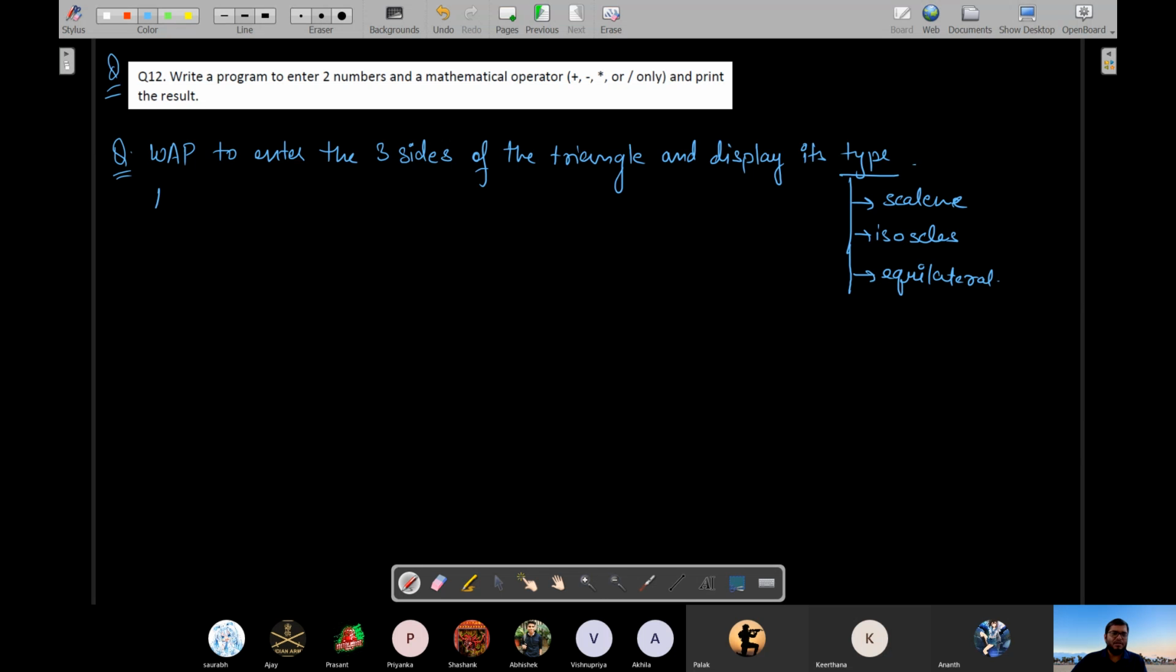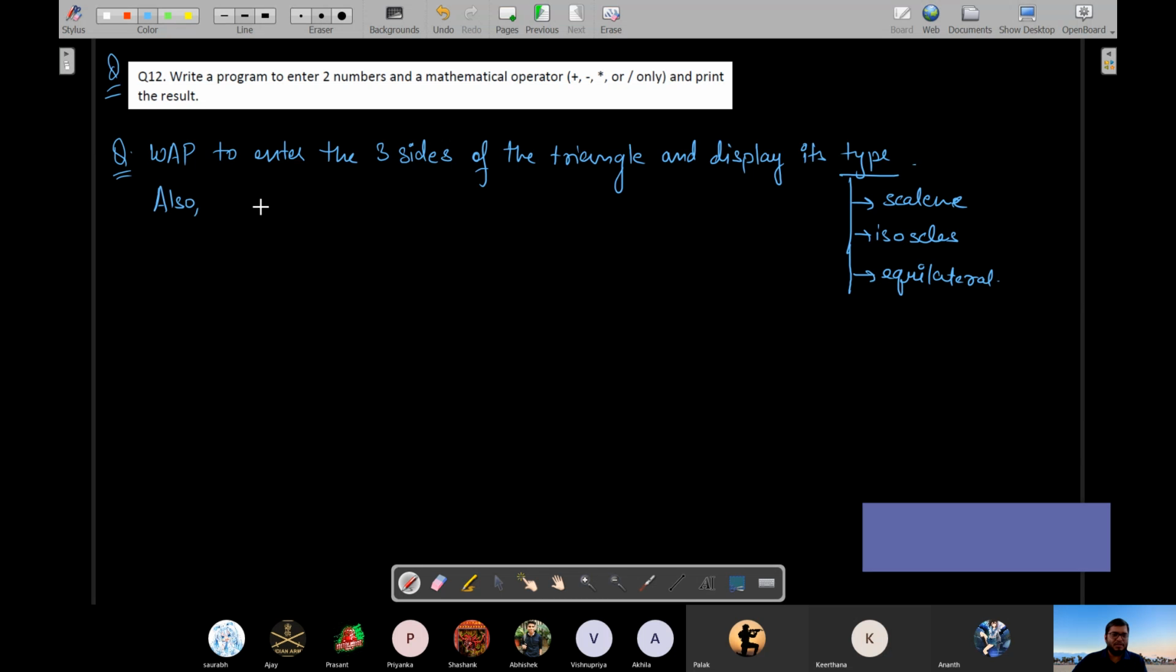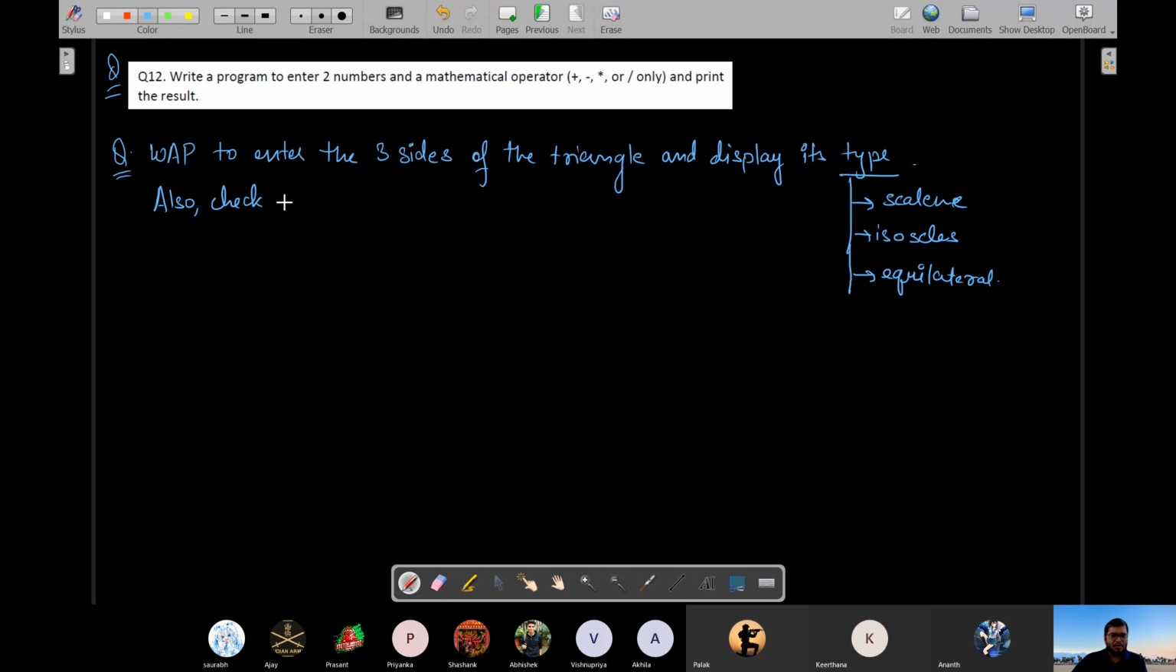Also check the validity. How do we check the validity of a triangle? If the sum of two sides is greater than the third side, then the triangle is valid. Only if the triangle is valid, then display its type. If it is invalid, then simply print invalid. Okay? Look at these two questions.